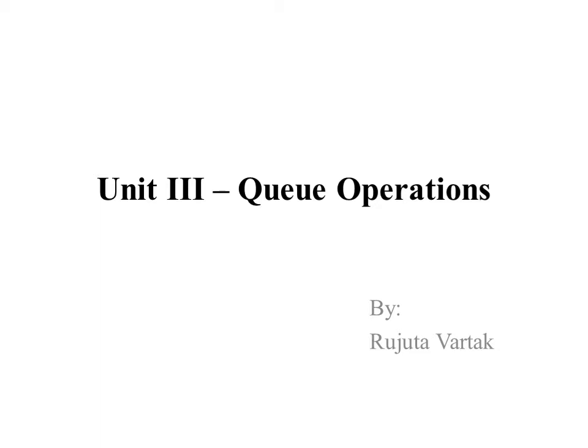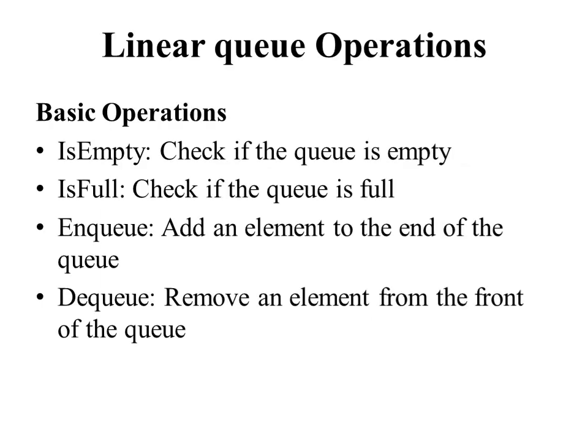Today's topic is queue operations. There are three types of queue: linear queue, circular queue and priority queue. Linear queue operations. Basic operations are is empty, is full, enqueue and dequeue.